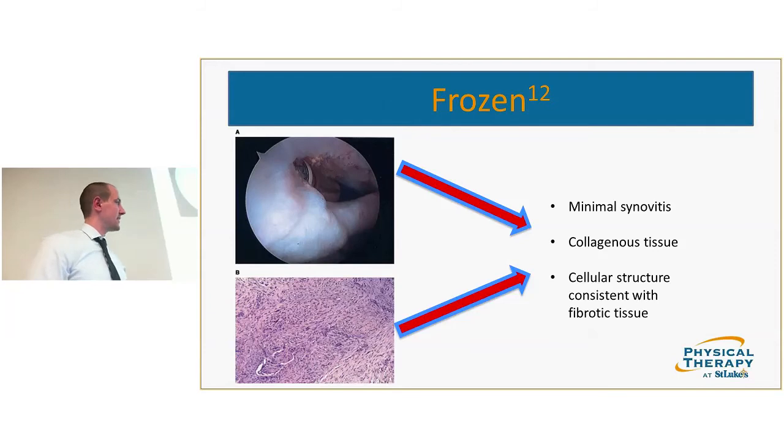there's not as much of the synovitis left. And now the cell structure is really starting to look like fibrotic tissue. That's what makes it so hard to get the motion back, because now they've really changed that tissue and it's no longer like it was prior.